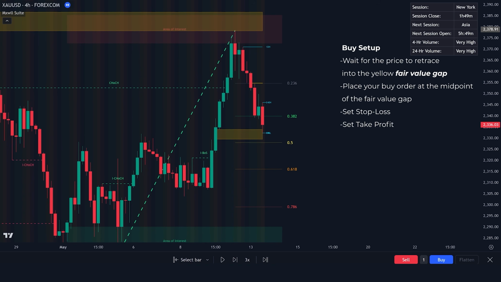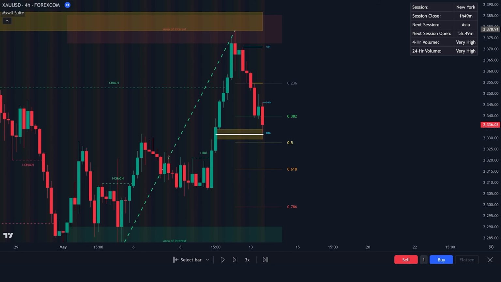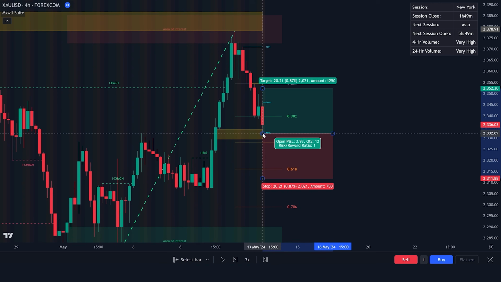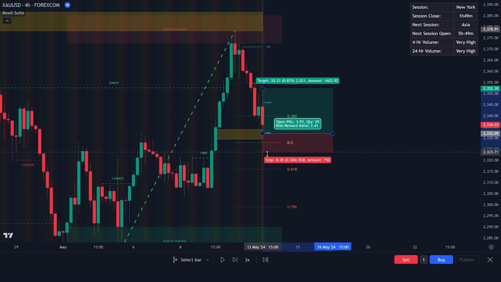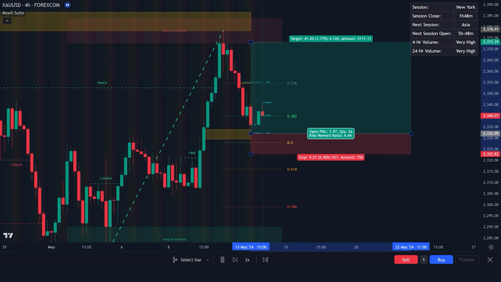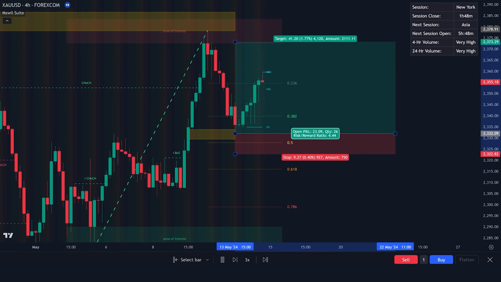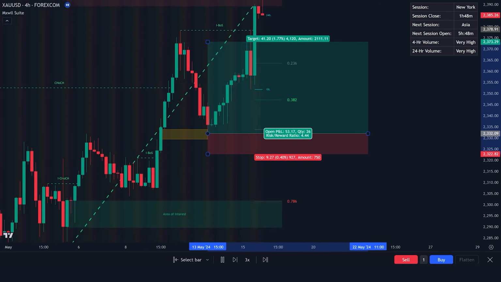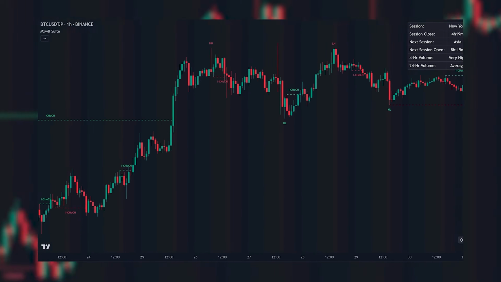For the best buy trade entry, wait for the price to retrace into the yellow bullish fair value gap. Look to enter the trade at the midpoint of this gap. Place your buy order at the midpoint of the yellow bullish fair value gap once the price retraces into it. Place your stop loss just below the fair value gap candle. Set your take profit based on a favorable risk-to-reward ratio, considering your risk tolerance and current market conditions. Here is the result. The Mxwl Price Action Suite is more than just a tool.